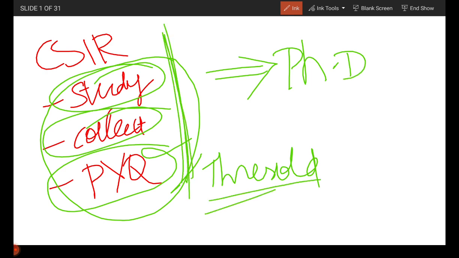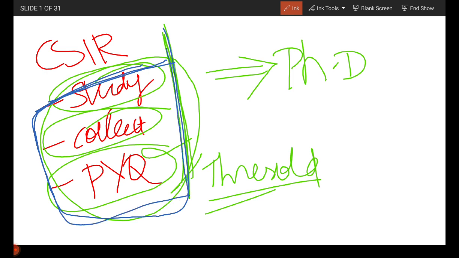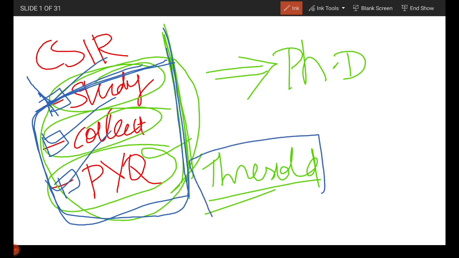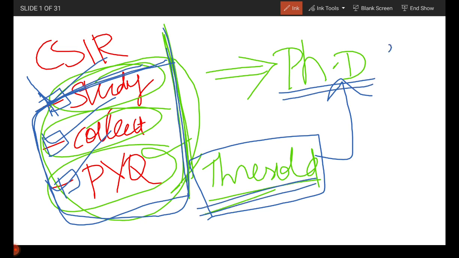Any student who is preparing for this exam should cross this threshold level. This is the basic threshold. Your hard work should help in pursuing all these, ticking all these check boxes. Only then can you cross this threshold level to become a PhD scholar in some good institution. So this is the threshold.